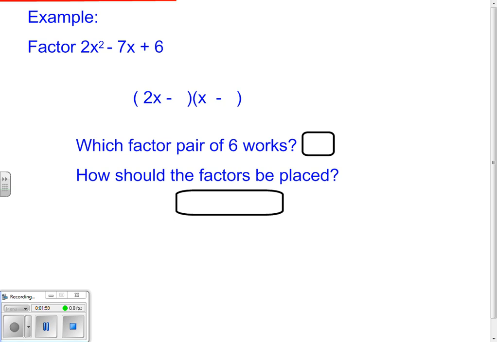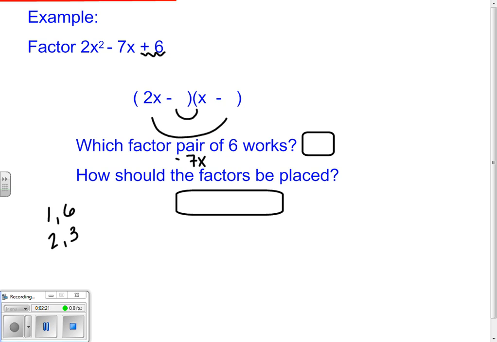So take a look at the next example. I'm looking for factors of 6 that when I place them in parentheses and I do the inner terms and the outer terms, it gives me a negative 7x. Now, factors of 6 are 1 and 6 and 2 and 3. And it's a positive 6, so I know the signs are negative. Signs are probably going to be the trickiest part to this.